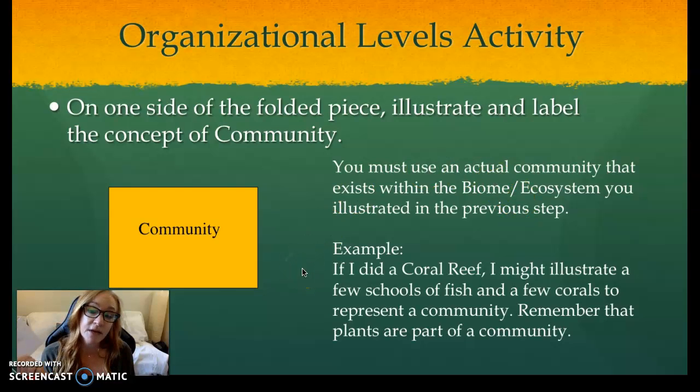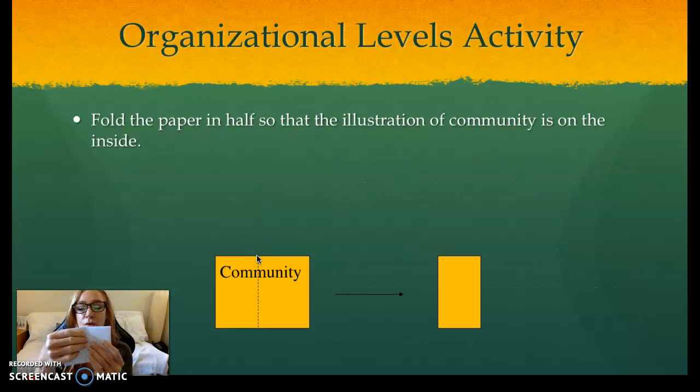For example, if I did a coral reef, I would choose to illustrate maybe all of the fish, schools of fish swimming around corals, okay? Because those are going to be two separate populations in the community. I might also draw some algae or some kelp in the water, okay, some plant life, okay? Remember, you need to do more than one kind of organism to represent your community. Then you're going to, again, fold it, and the next level is going to be population, okay?